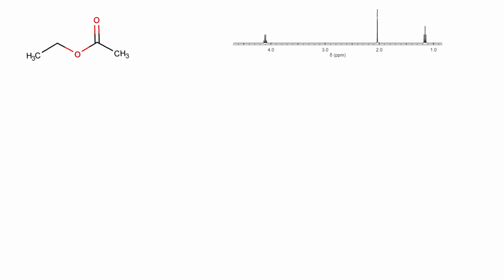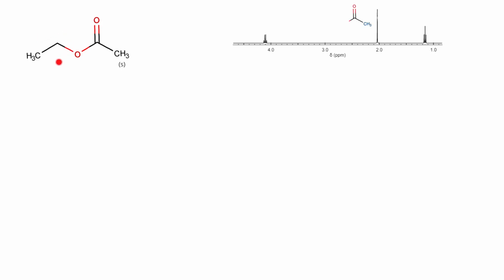Here you can see ethyl acetate and its simulated one-dimensional spectrum. It's very easy to assign the peaks to the given protons. This methyl group next to the carbonyl carbon must be a singlet, as there are no neighboring protons. So this must be the peak at 2.05 ppm.